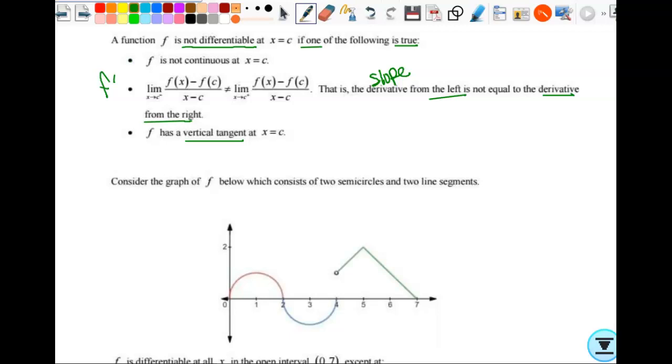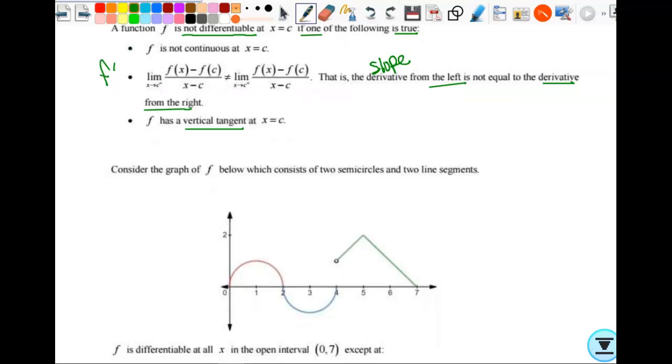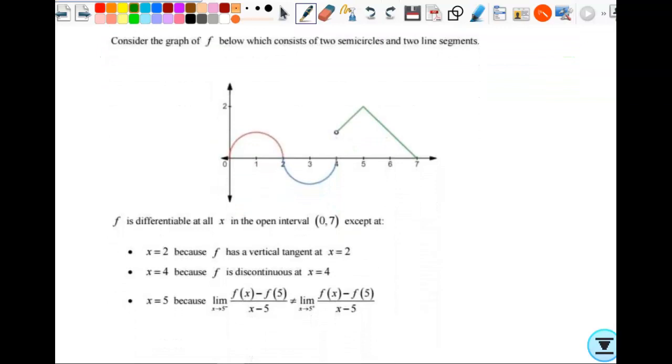So we're going to consider the graph of f below, which consists of 2 semicircles and 2 line segments. If you look at these two semicircles here, we've got a vertical tangent right here. Remember our tangent lines: if I drew in a tangent line right here, that slope would be 0, and then my slope gets steeper and steeper and steeper, to right here at 2, where it would be a vertical line. So this tangent line would be vertical.